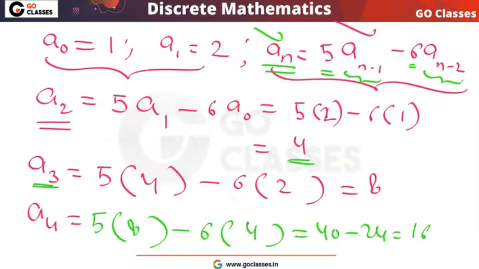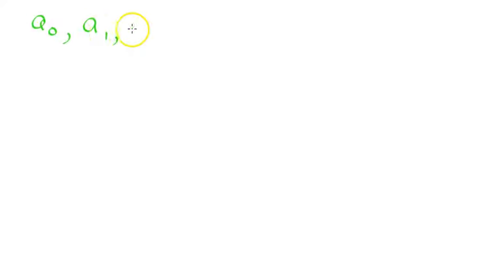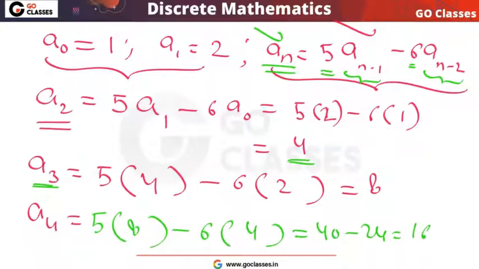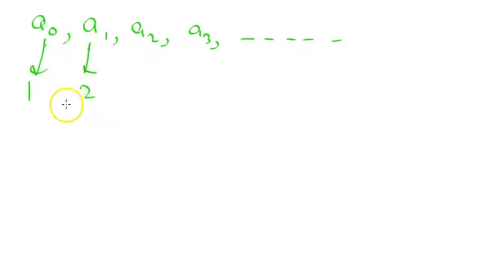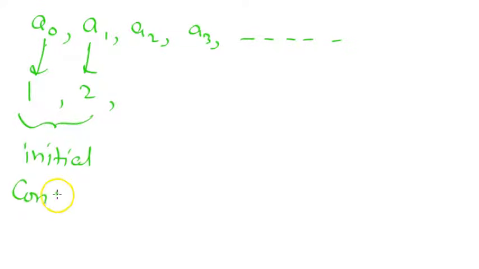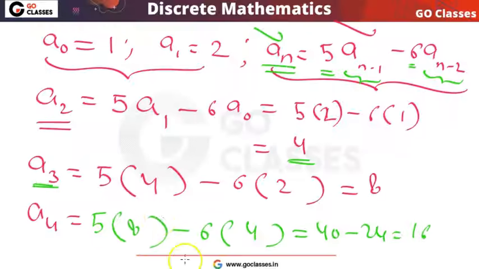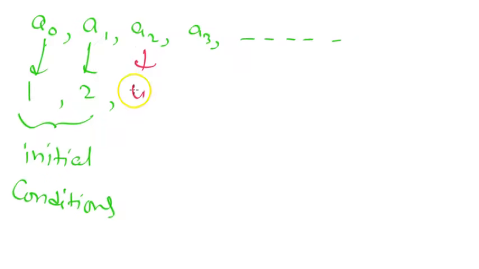So finally, what sequence are we getting? This is your sequence a0, a1, a2, a3 and so on. A0 and a1 are already given to us, these are the initial conditions. Now we can create a2, which we found to be 4, and a3 is 8, and a4 we have counted, that is 16.